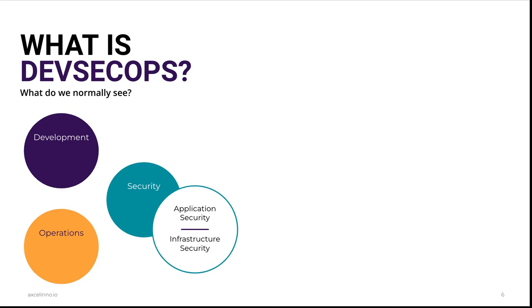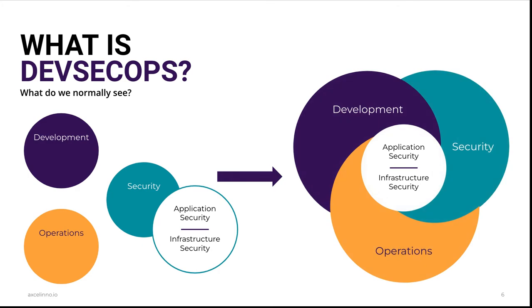But when we think of DevSecOps, what do we really want to get to? We really want to get everybody involved. That goes back to that shared responsibility, that shared mindset. If you think of DevOps, what was that? DevOps is about shifting left. It was about shifting operations to the left. Well, now with DevSecOps, we are going to shift security to the left.